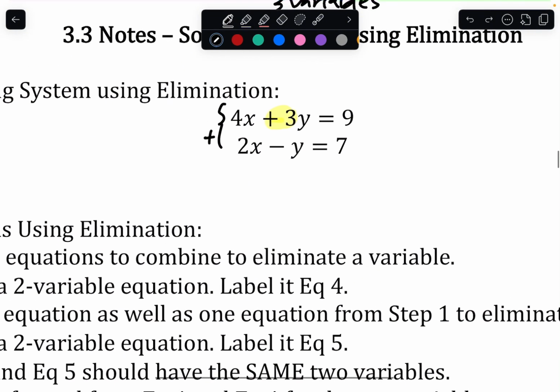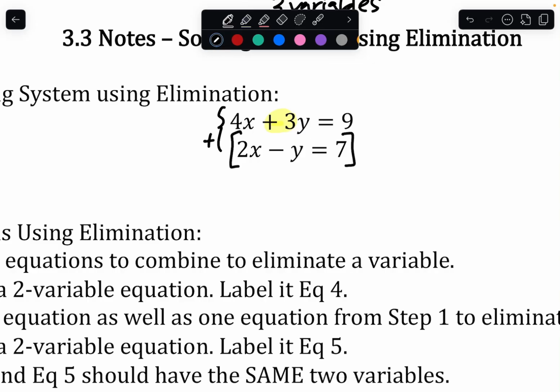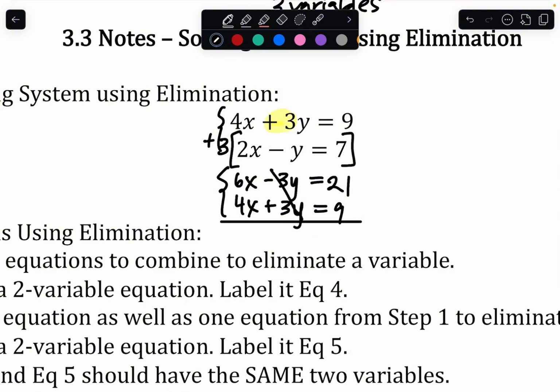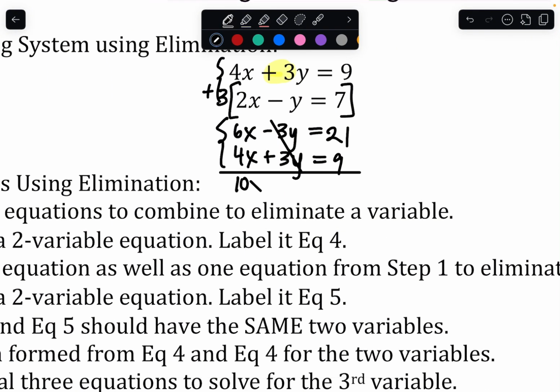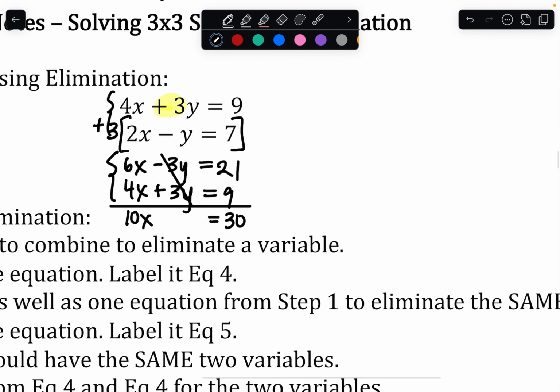second equation. And so I am going to multiply the second equation by 3 to get 6x minus 3y equals 21. So now when I add that to the first equation, which was 4x plus 3y equals 9, the y's will add to 0, meaning they cancel out. And so 6x plus 4x is 10x, 21 plus 9 is 30, and so that means 10x equals 30, and so x equals 3.